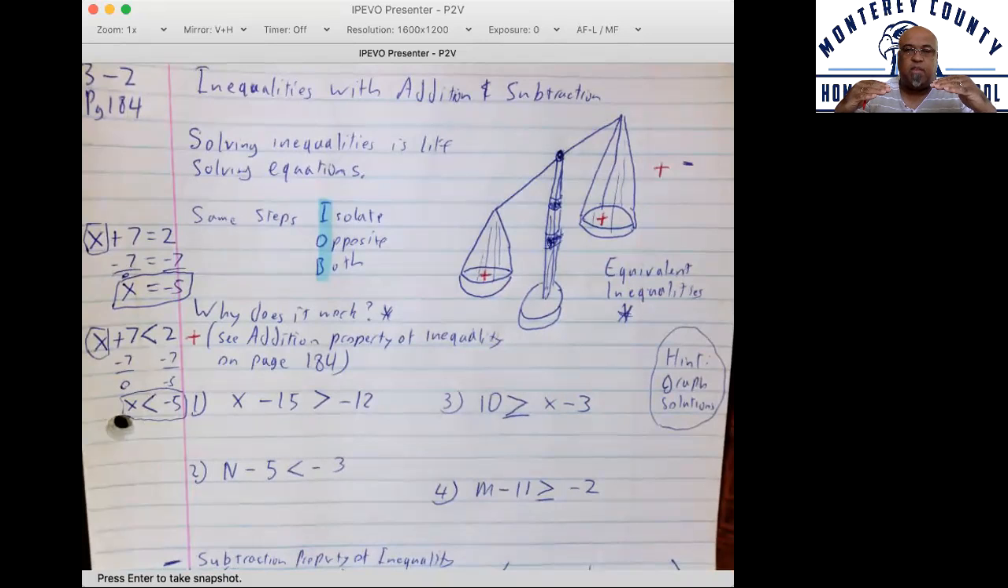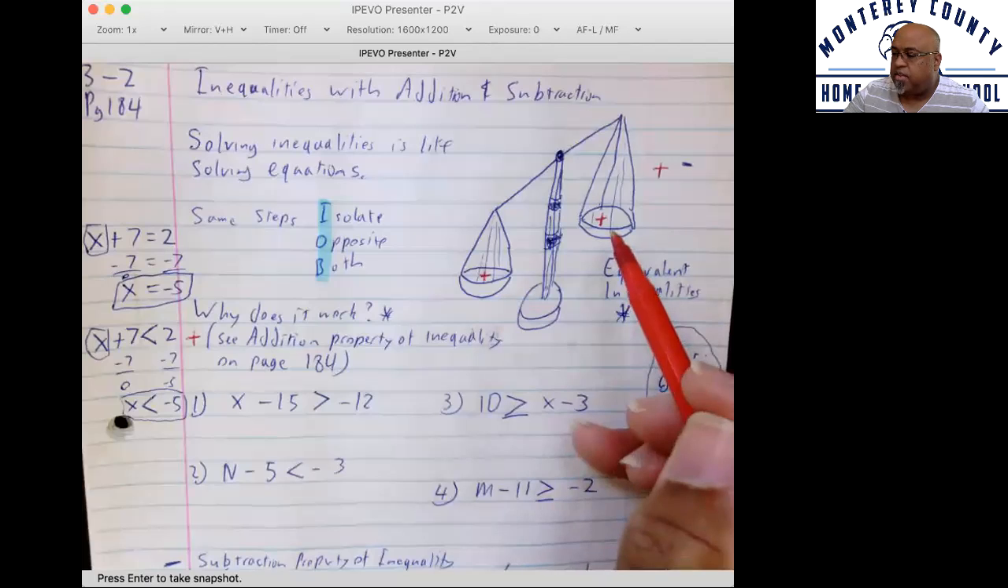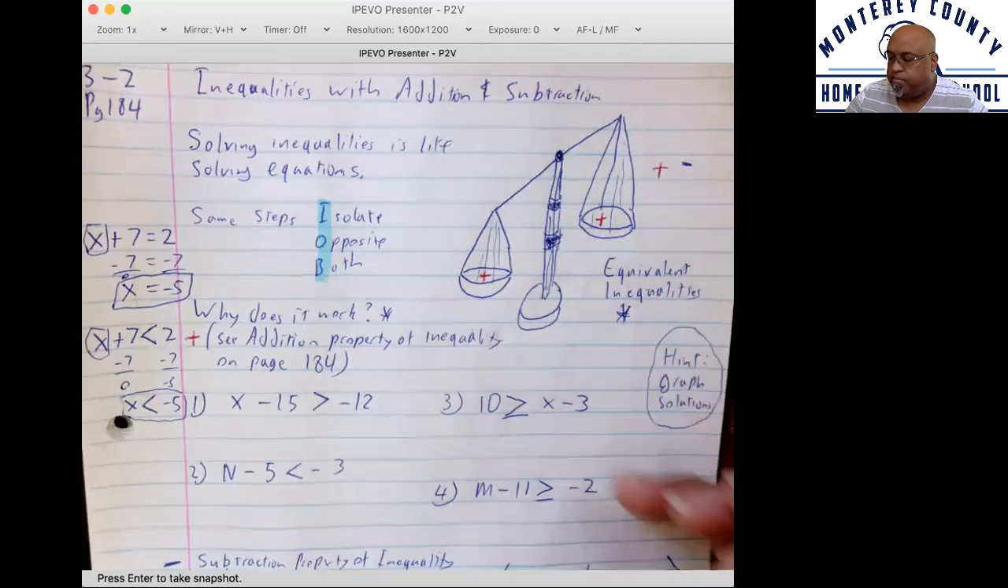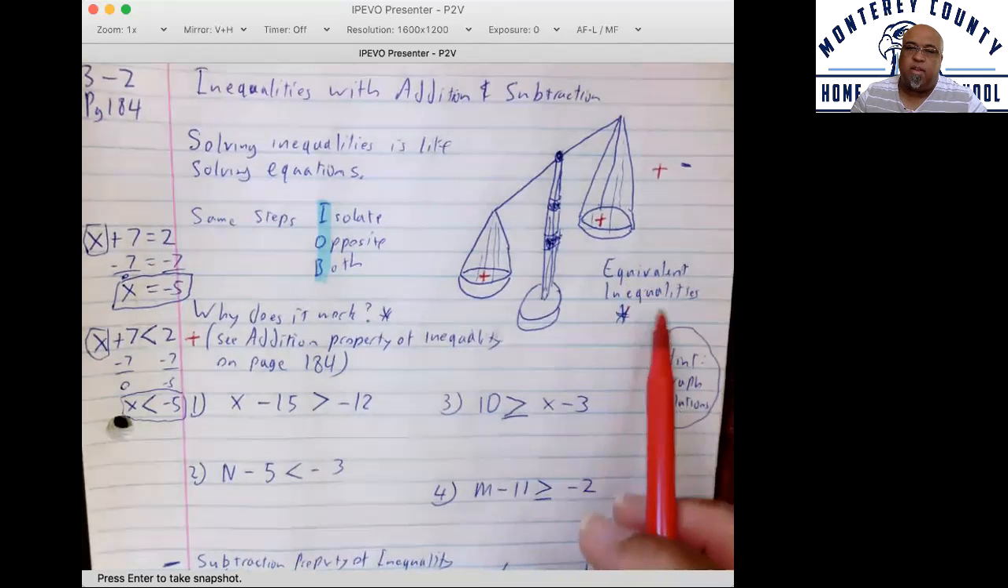If I take something out of both sides of the scale that's the same weight, then it's going to stay equal. It's the same thing here is true. If I do it to both sides of the scale, then my inequality will still stay proportionately unequal. Okay? This is what we call an equivalent inequality.